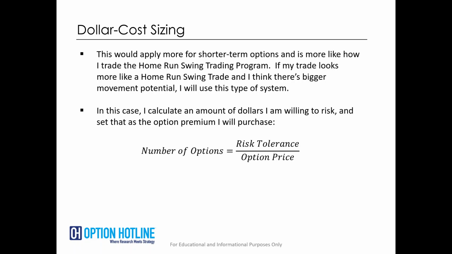So rather than saying I'm just buying 50 delta options, I determine how much capital I want to risk. So I want to risk $100. And these out of the money calls are 10 cents, which is $10. That means I get to buy 10 of them.